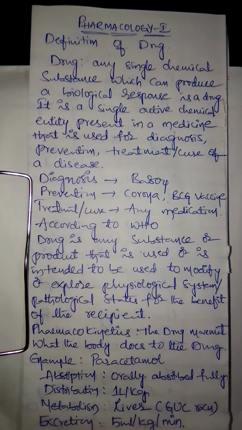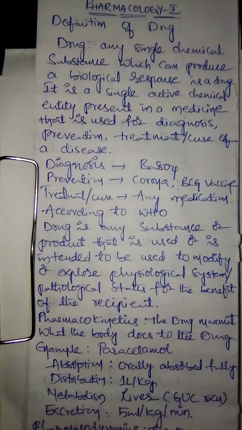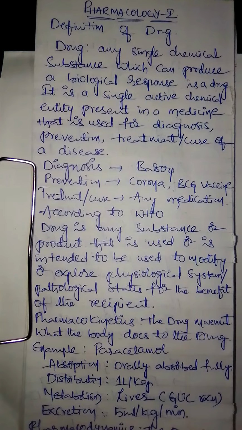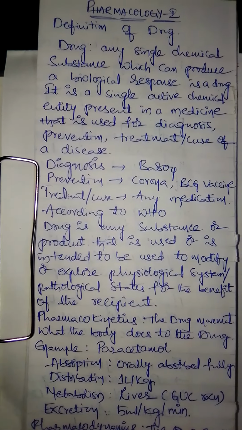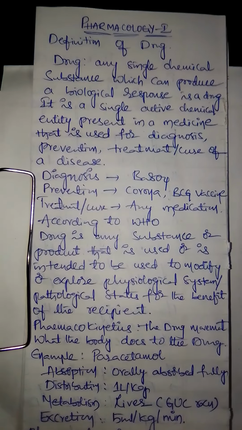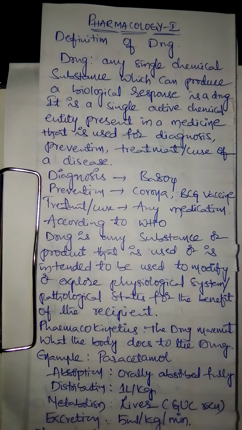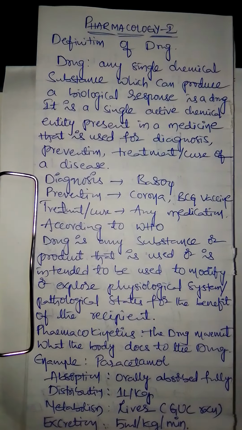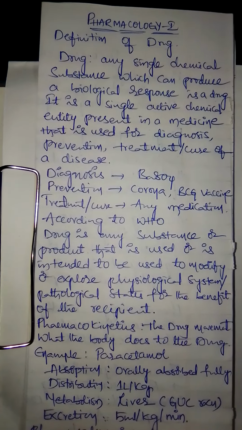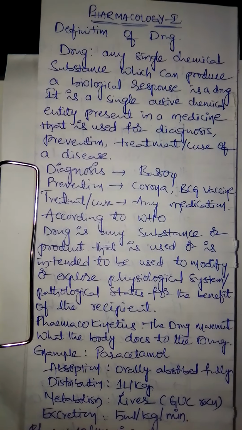Any single chemical substance which can produce a biological response is a drug. It is a single active chemical entity present in a medicine that is used for diagnosis, prevention, treatment, or cure of a disease. In the previous class we discussed that pharmacology means the study of drug. So we should know the definition of drug.